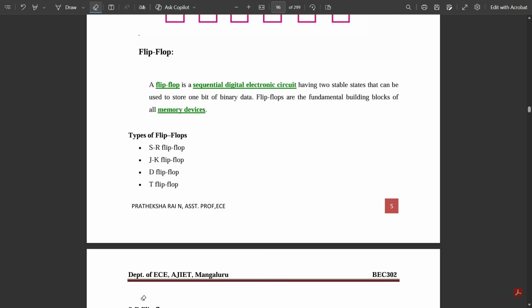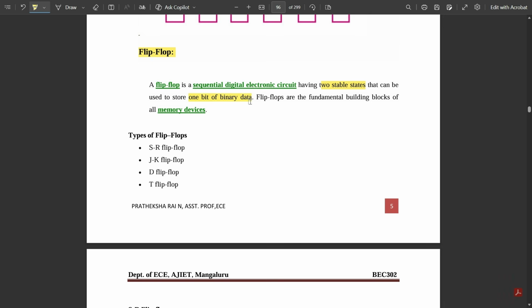So from this video, the actual syllabus related to flip-flops starts. What do you mean by flip-flop? Types of flip-flops and their diagrams. So let us discuss that now quickly. First is flip-flop. What do you mean by flip-flop? A flip-flop is a sequential digital electronic circuit having two stable states that can be used to store one bit of binary data.